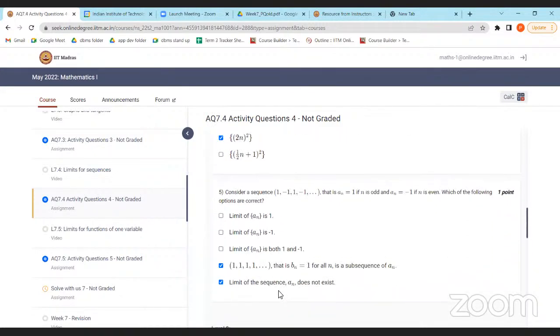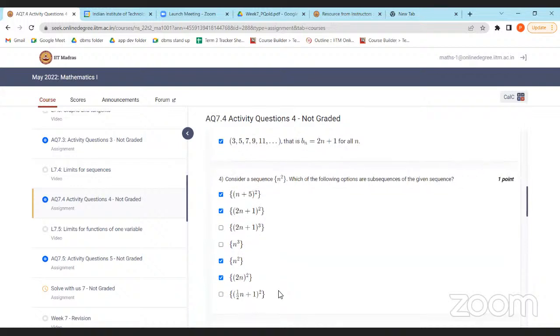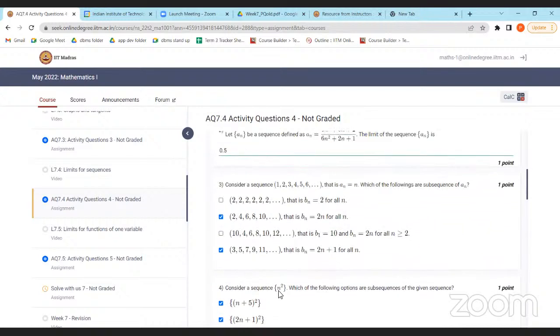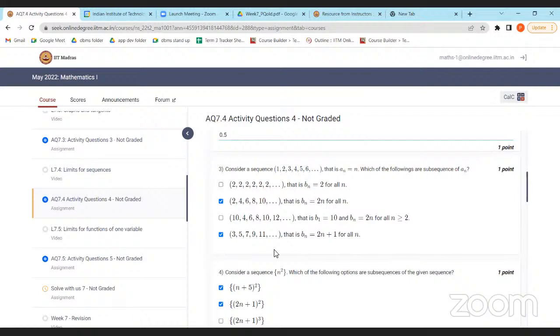Sir, the above question has 2, 2, 2, 2, 2. Is there any sequence possible like this? 2, 2, 2, 2, no. There is no sequence possible like this.